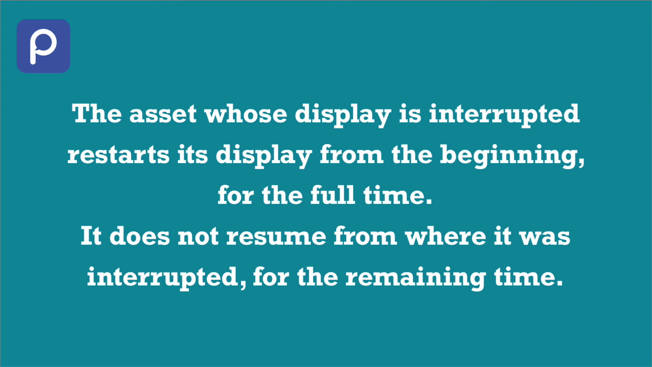For example, say an asset with specified display time of 60 seconds is interrupted after it has completed 40 seconds display. During resumption, this interrupted asset will begin its run from the beginning and will be displayed for the whole 60 seconds, not the remaining 20 seconds.